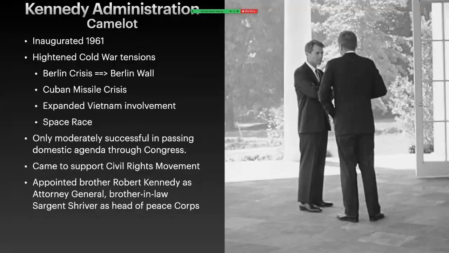So Kennedy was inaugurated in 1961. The Kennedy administration is often referred to as Camelot. It was seen as this sort of idealized time with this handsome young president and his beautiful wife, whose name was Jackie. That name comes from a Broadway musical that came out around this time called Camelot. People really identify the Kennedy administration with that musical.